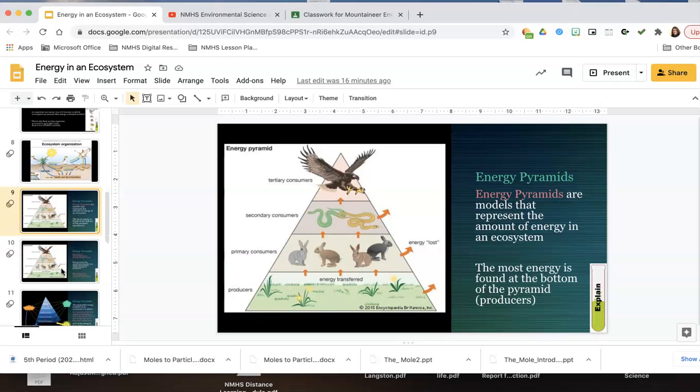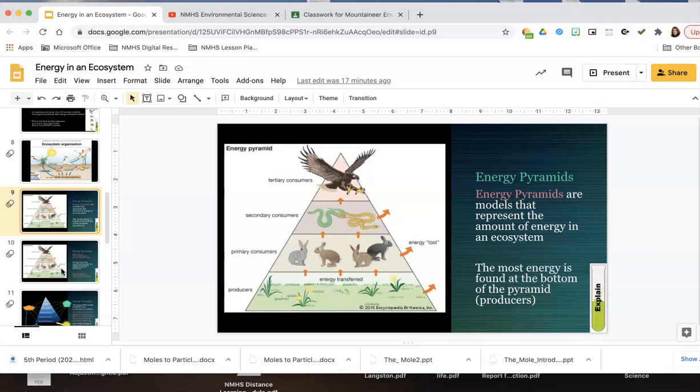So we've talked about food chains and food webs. Now we're going to talk about what's called an energy pyramid. You've probably heard of food pyramids before, and it tells you what to eat and how much of each type of food to eat and what not to eat. An energy pyramid basically tells you the amount of energy in an ecosystem.